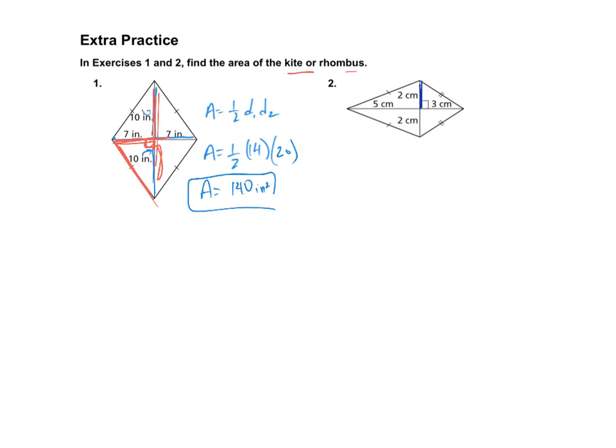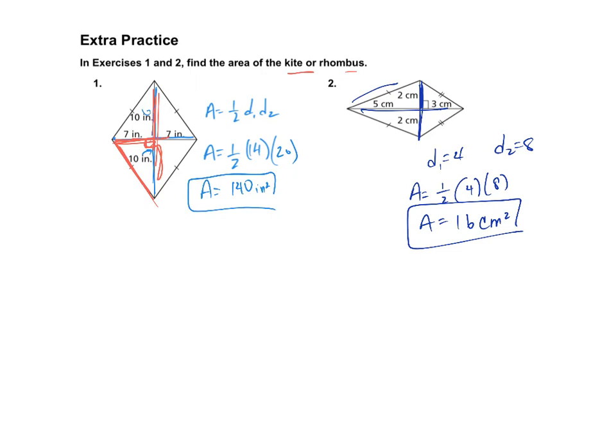Over here, I'm going to assume that that's the 2 they're talking about. It looks like it's much longer than this piece. So this diagonal is 4. And then this diagonal would be 8. And so on the kite, the area is 1/2 the product of the diagonals. So the area would be 2 times 8, which is 16 square centimeters. Again, if they had given you this piece instead, you'd have to use the Pythagorean theorem to get that diagonal.